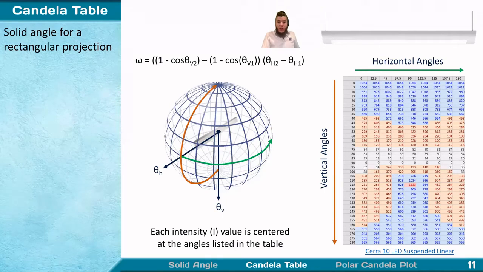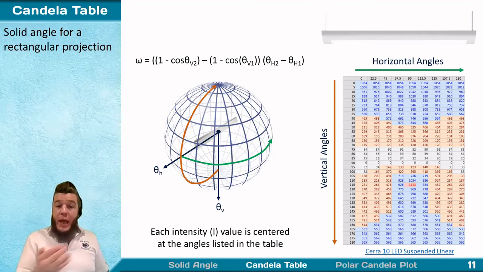Similarly, with our horizontal angles, we take the larger horizontal angle minus the smaller one. So our horizontal angle 2 in this case is going to be halfway between 90 and 112.5, and horizontal angle 1 will be halfway between 90 and 67.5. So that's how we define the boundaries of these rectangular projections in a way that allows us to calculate the solid angle of that rectangle on the surface of the sphere.